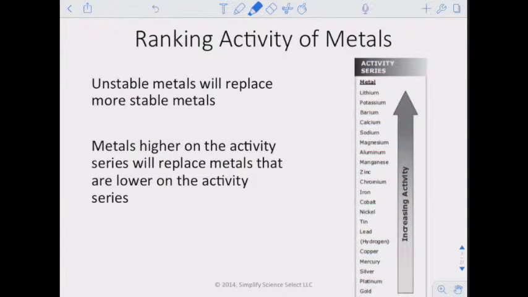Anything that is unstable, those unstable metals will replace more stable metals. Metals higher on the activity series will replace metals that are lower on the activity series. So in a chemical reaction, if lithium is by itself and it comes into contact with anything, it'll replace it. But let's say that sodium is by itself and it runs into lithium in a compound, it's not going to bump lithium out of the compound.